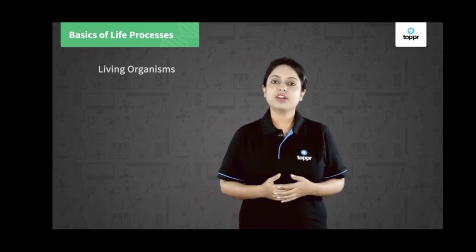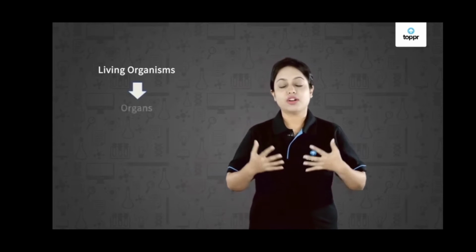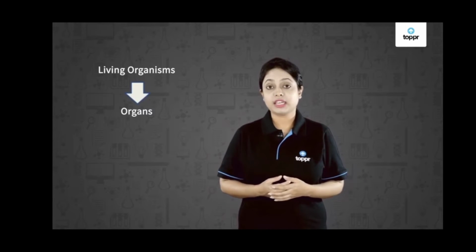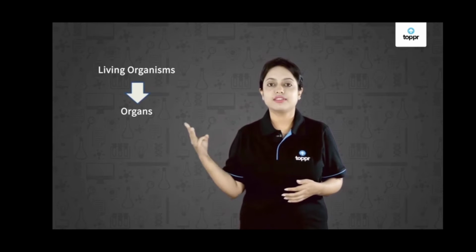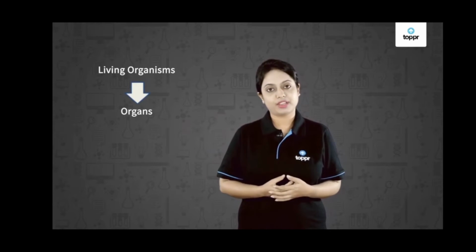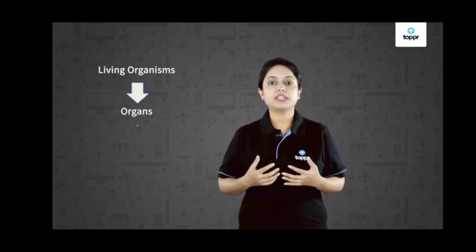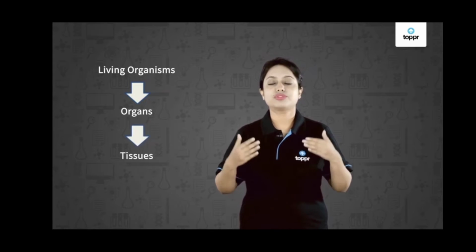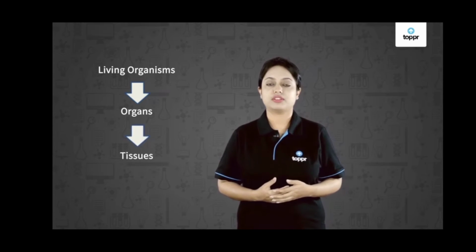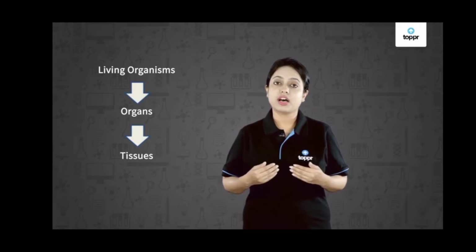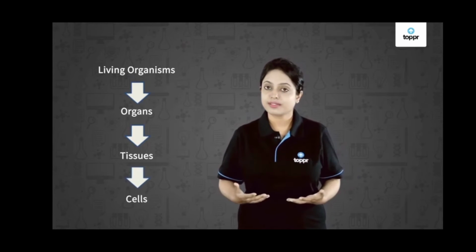Hey students, in this lesson we'll learn about the basics of life processes. We all know that living organisms are made up of many organs like lungs, heart, liver, kidney, etc. All these organs are made up of diverse kinds of tissues to perform their functions. These tissues in turn are made up of many kinds of cells.